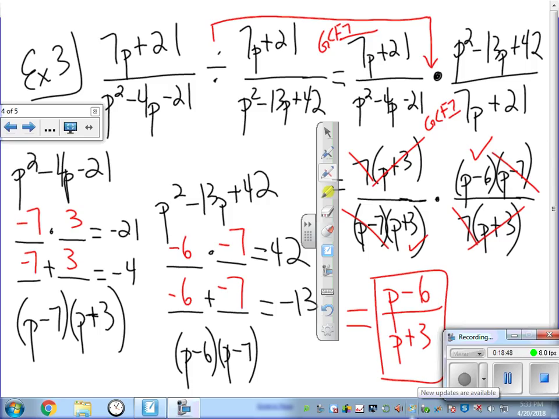Okay, so we canceled 7s, we canceled p plus 3s, we can cancel the p minus 7s, and look at what's left. P minus 6 in the upstairs, p plus 3 in the downstairs.